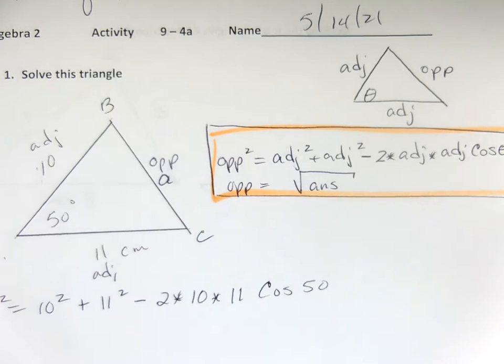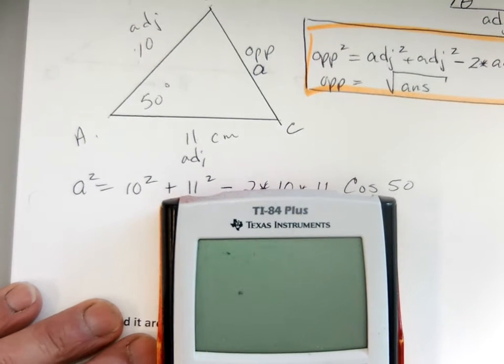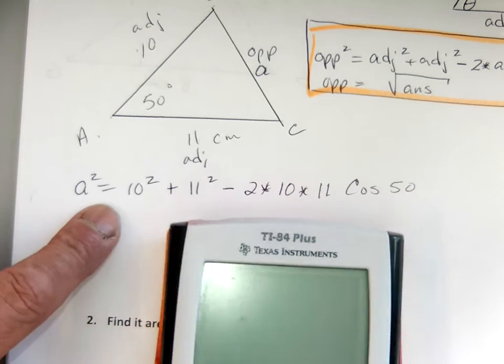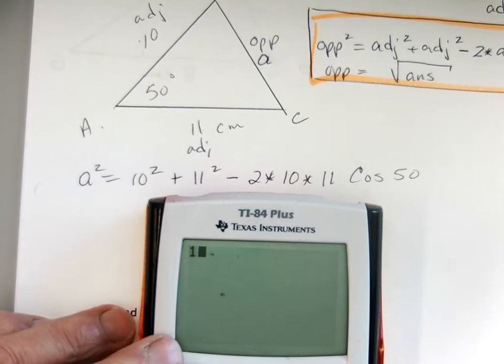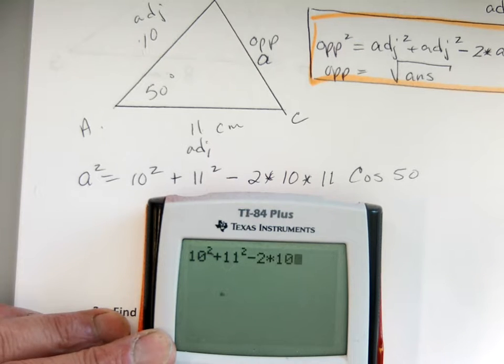Now, it's kind of a big formula, but with these calculators, it's actually not too bad because I'll be able to type the whole thing. I'll check my mode. Always check your mode. Make sure you're in degree mode because I almost made a big mistake by not being in degree mode. So, let's put it in, just like it says. Ready? 10 squared plus 11 squared. Subtract 2 times 10 times 11 times the cosine of 50, and I get an answer.